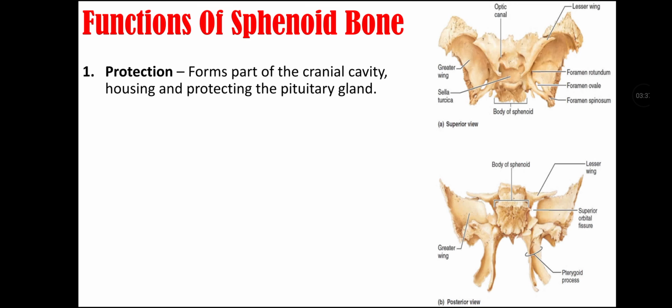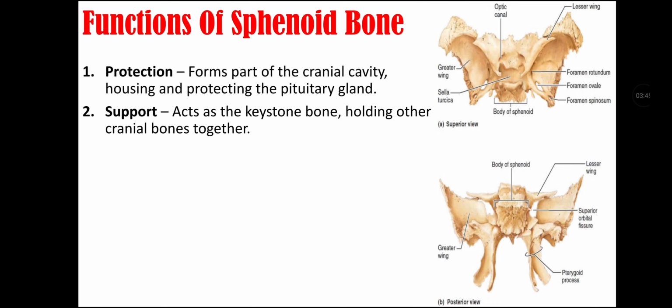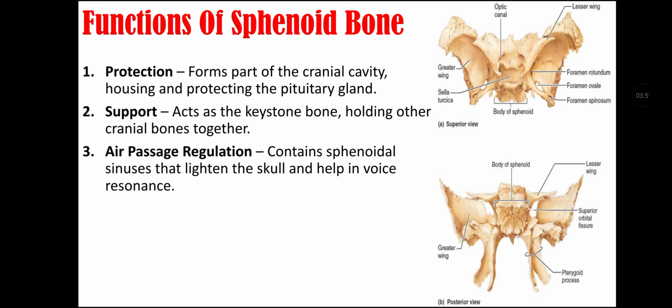Functions of sphenoid bone include protection, as it forms part of cranial cavity housing and protecting the pituitary gland. Second function is support, as it acts as a keystone bone holding other cranial bones together. Third function is air passage regulation, as it contains sphenoidal sinuses that lighten the skull and help in voice resonance.